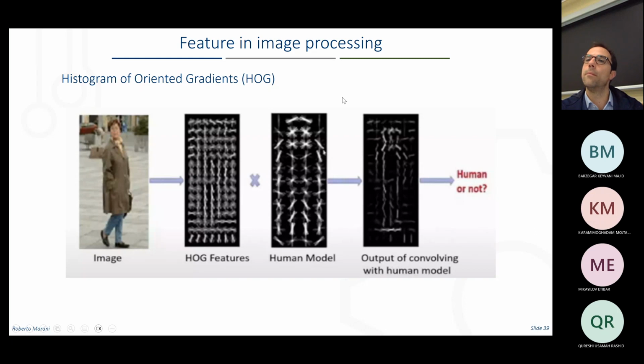You get, for example, a human model of what you are looking for. And when you convolve the histogram of oriented gradients features with your model, you get this final representation, which is the input of your classifier. So your classifier, instead of taking the first image of this lady as input, a rectangular matrix of many pixels, gets this much more informative representation, and should decide if this is a human or not, considering just this representation of the image.